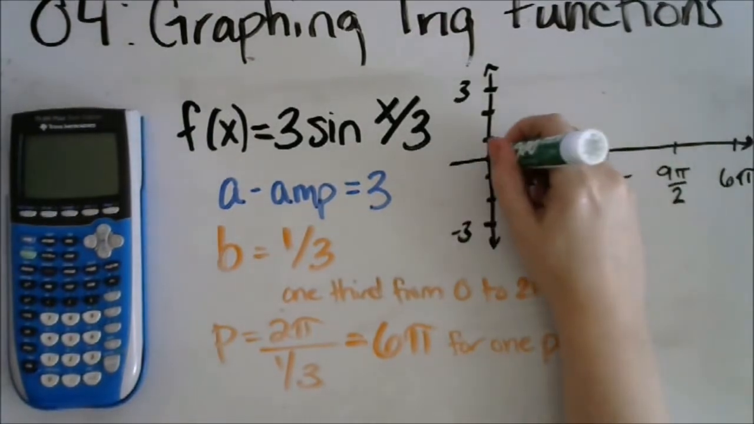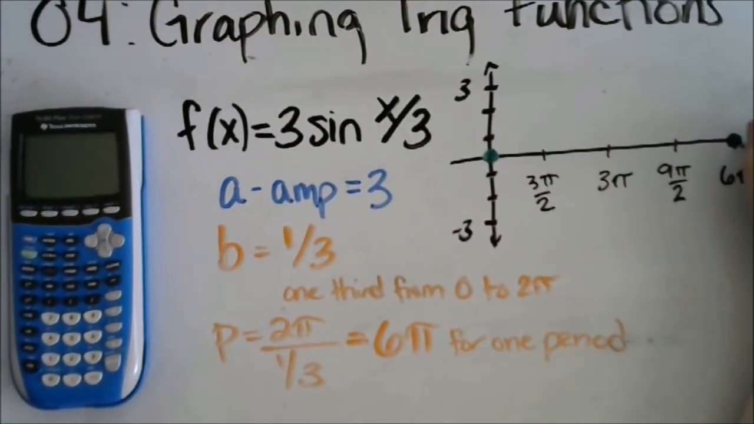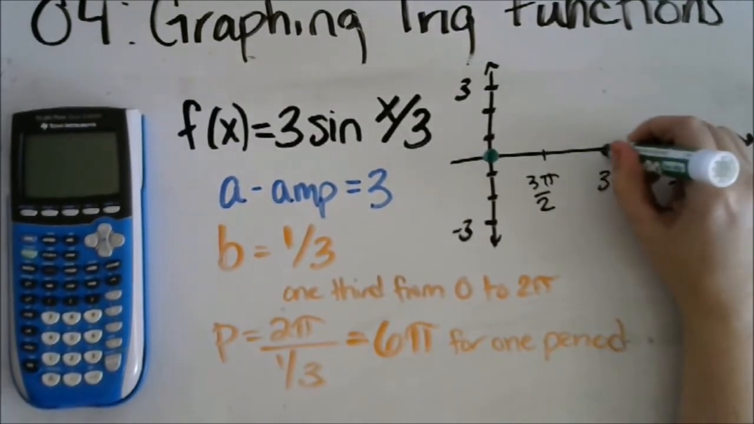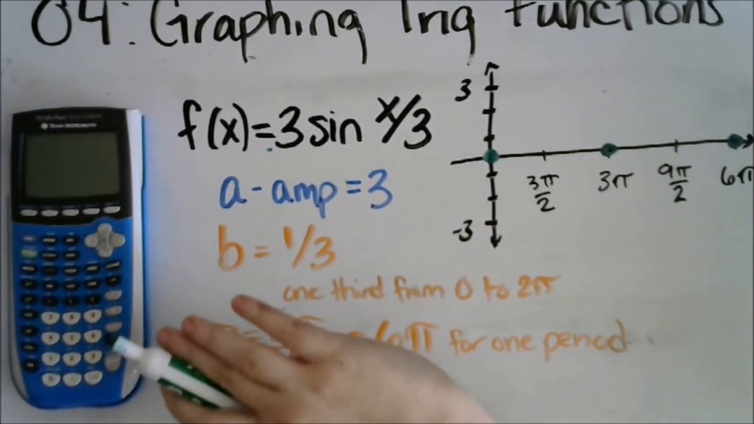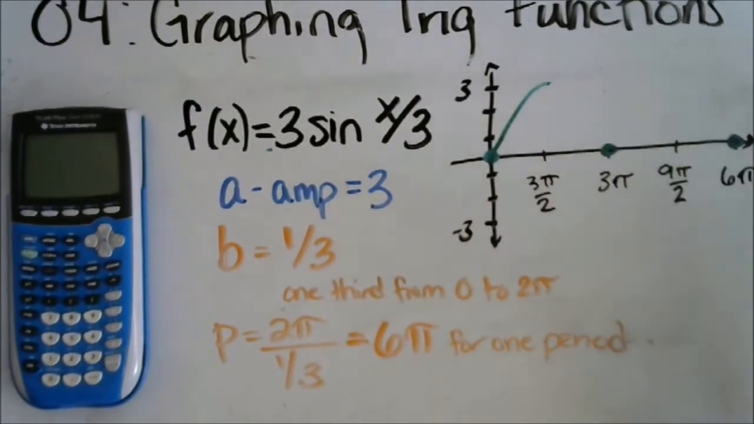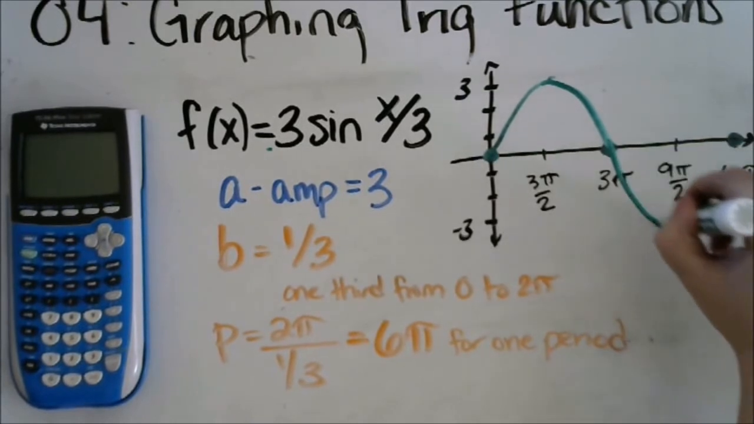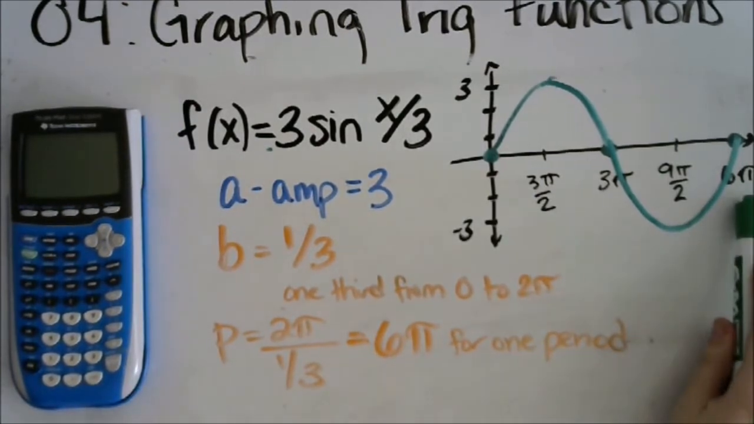Sine originates at the origin and ends at its full period. It has an x-intercept in the middle. And because this one is positive, I don't need to worry about flipping it. I'm going to reach my full positive amplitude, return to 0, a full negative amplitude, and return to 0. That's my complete sine curve with 6 pi as one period.